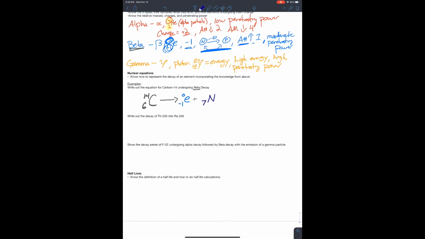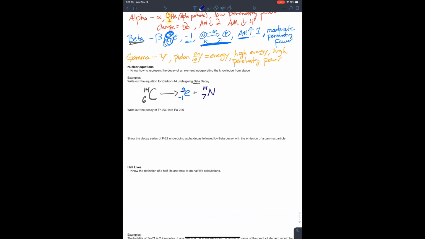Okay? Is the mass changing? No. Beta particles have no mass. You're not losing any mass. You're not gaining any mass. So that stays 14. And that is how you would write this one out. Okay? Let's look at the next question.